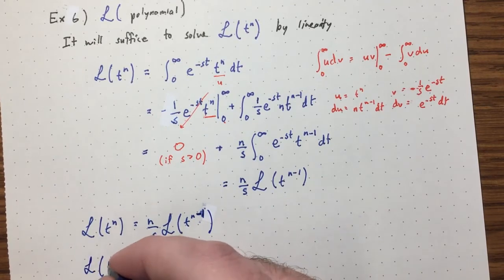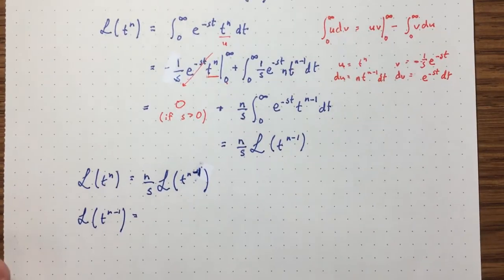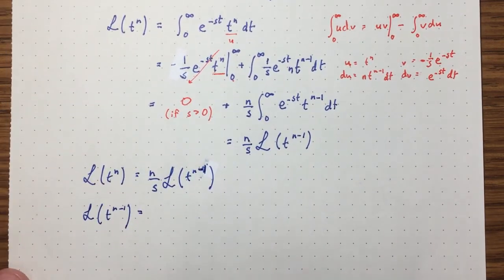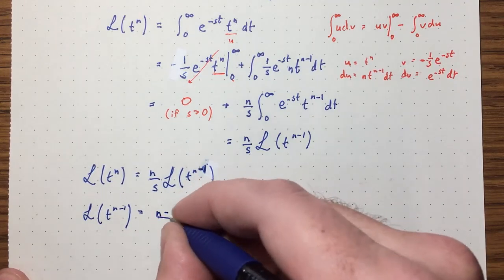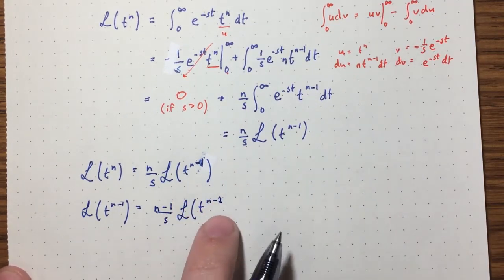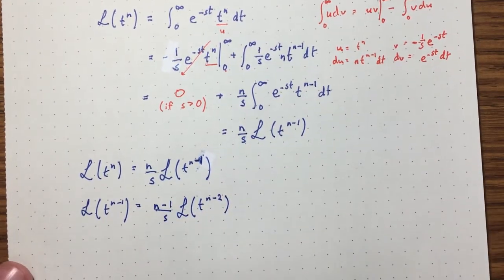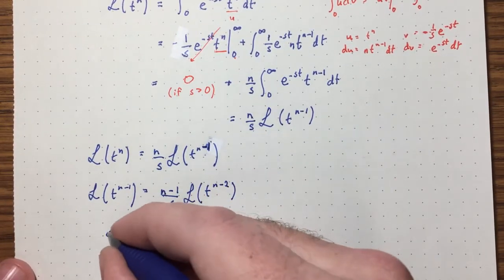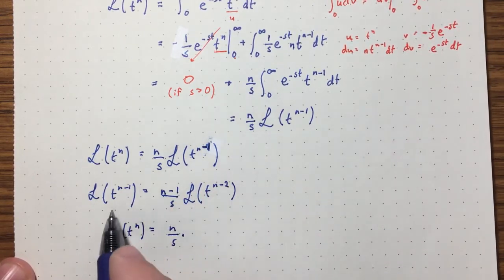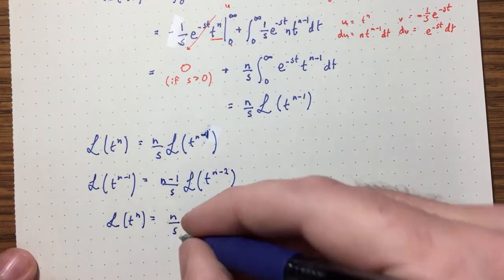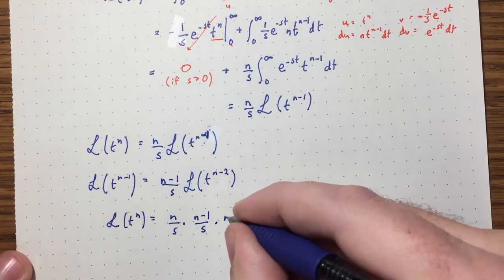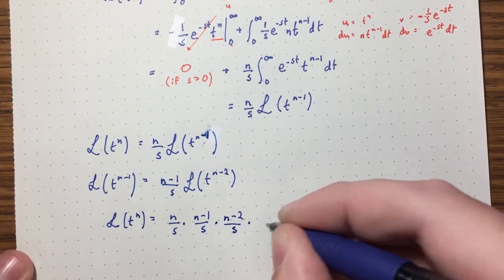Similarly, what is the Laplace transform of t to the n minus 1? We can just use the same formula, right? Instead of n, we have n minus 1. So you have n minus 1 over s times the Laplace transform of t to the n minus 2. Right? N minus 1 minus 1 is n minus 2. And so we can just kind of unravel this. So the Laplace transform of t to the n is going to be n over s times the Laplace transform of t to the n minus 1, which is n minus 1 over s, times the Laplace transform of t to the n minus 2, which is n minus 2 over s, times, etc., right?